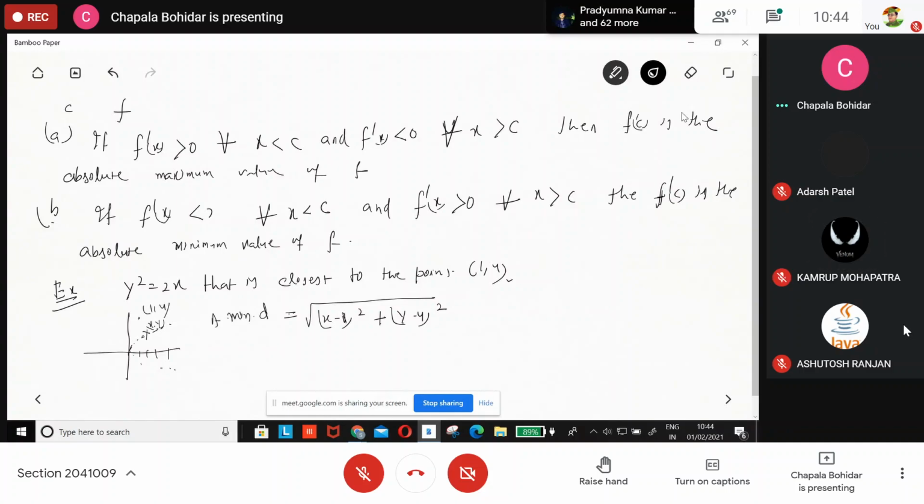Okay. Though it is root over of this value, it is not so easy to solve. So we write this implies d square is equal to x minus 1 whole square plus y minus 4 whole square, which we consider as the function of x. Then we find out the value of x, y. This is our f(x).